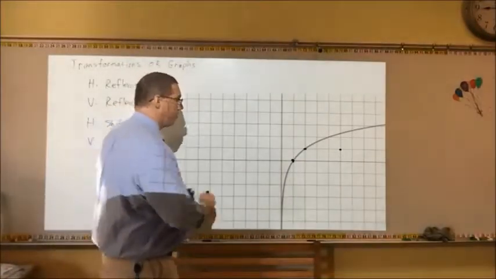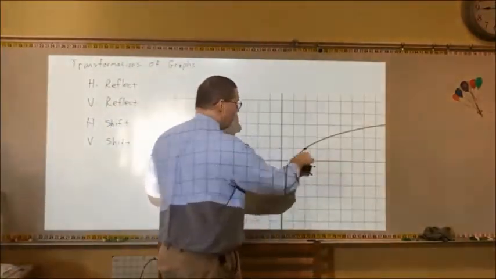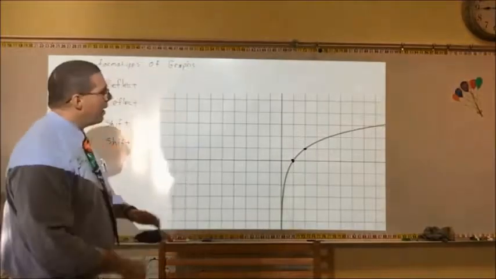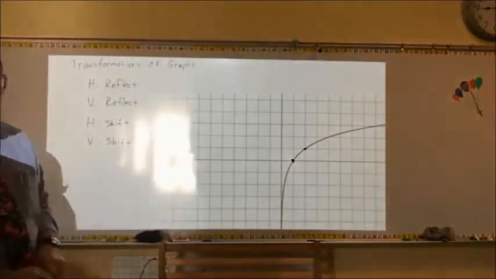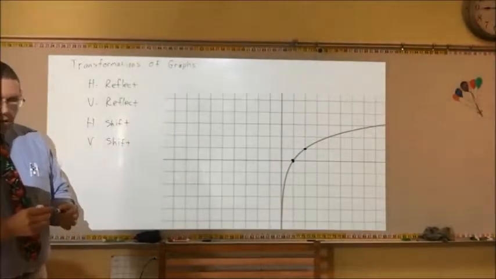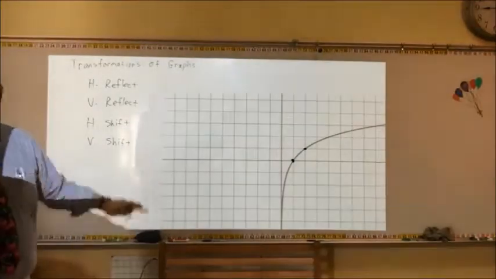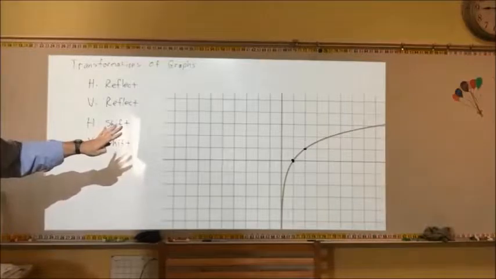But it's not going through 5, 1. It's going through 2, 1. That makes it log base 2. And it has a vertical asymptote instead of a horizontal asymptote, right? Okay? So, watch this. Everybody ready? Tell me what it does.